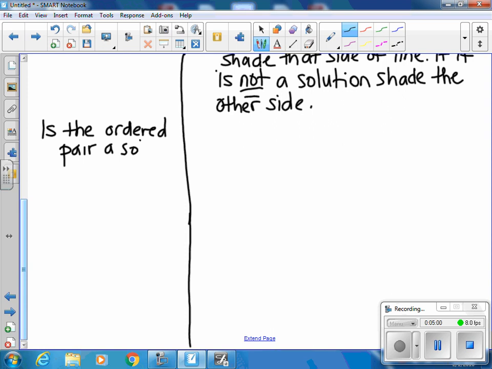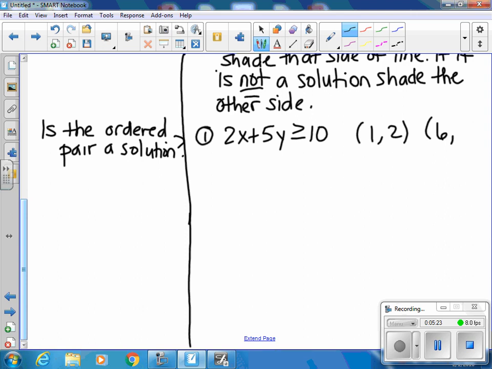is the ordered pair a solution? And we've done this before with equations, but the same question can be asked of an inequality, right? So if I give you, and I'm only going to do one of these because I think you'll catch on to them fairly quickly, the inequality 2x + 5y ≥ 10, and then I give you some ordered pairs to test. I want you to test out the ordered pair (1, 2) and the ordered pair (6, -1).